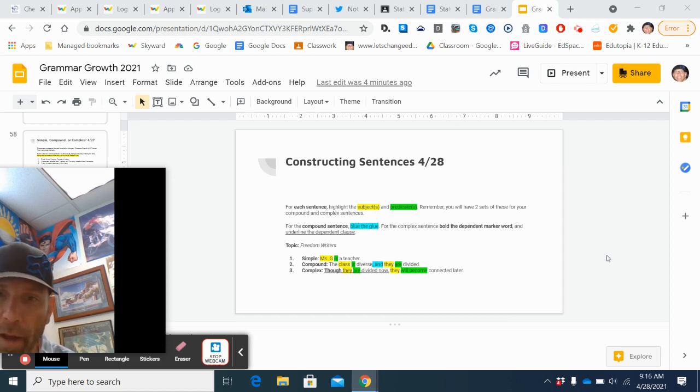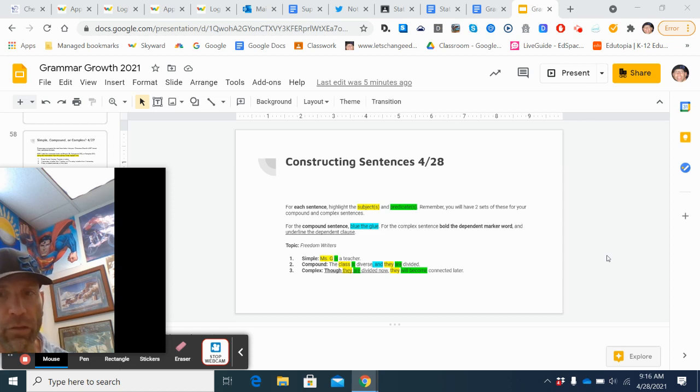Now, because it's a clause, it also has a subject and a predicate. Any construction that's a clause has to have a subject, has to have a predicate, otherwise it's not a clause, all right? So it has a sub and a pred, but because of the dependent marker word though, it cannot stand alone. I cannot say though they are divided now, all right? That is not a complete thought. So this is a dependent clause, all right?